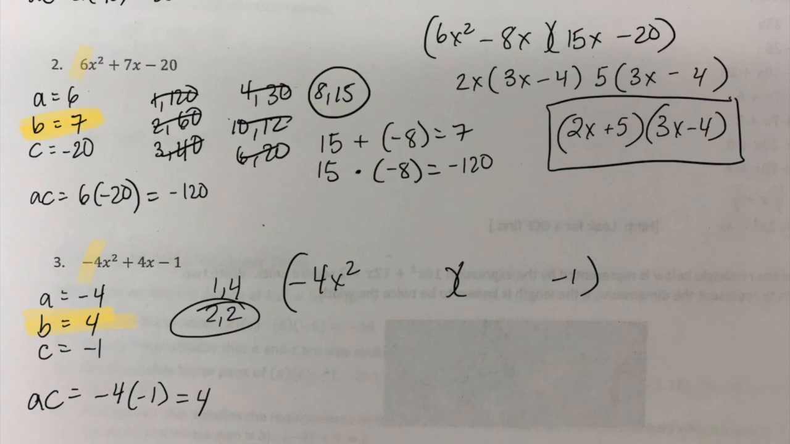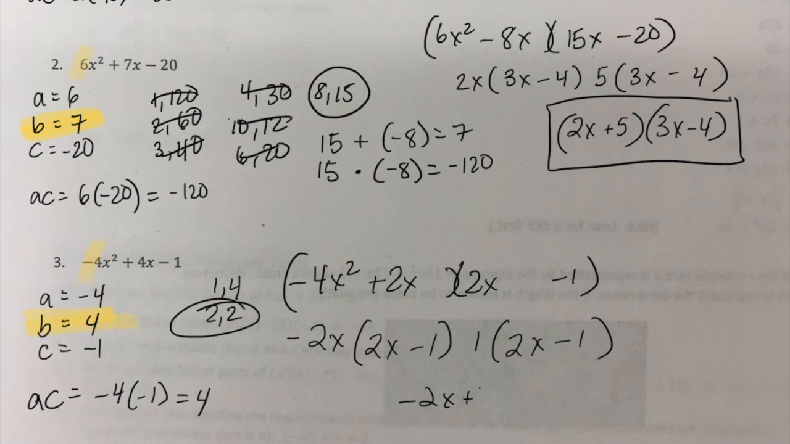We're going to split the middle term and rewrite it into 2 binomials, 2x and 2x. Factor out your GCF. I'm going to factor a negative out, which means that it's going to change the signs. Remember, when we factor out, we're going to divide by that negative x. There you have your final answer.